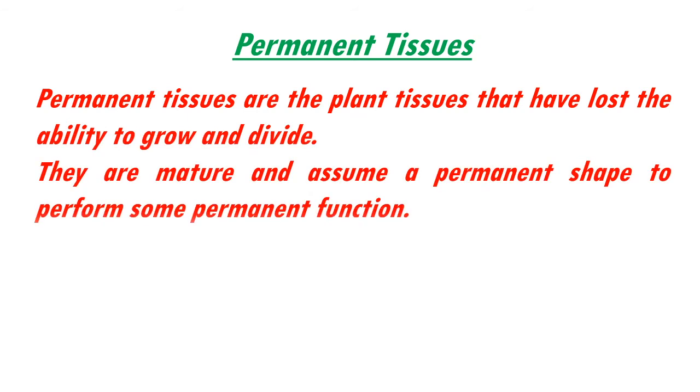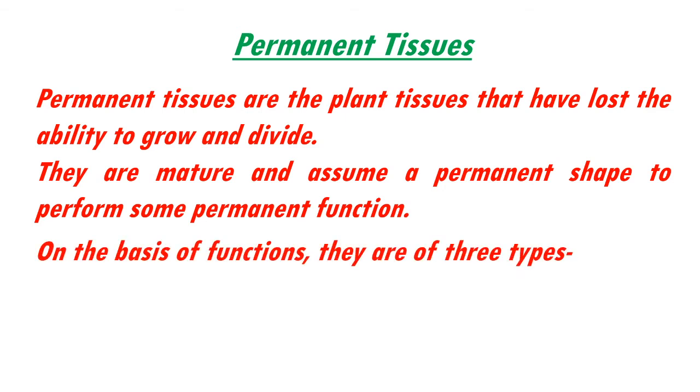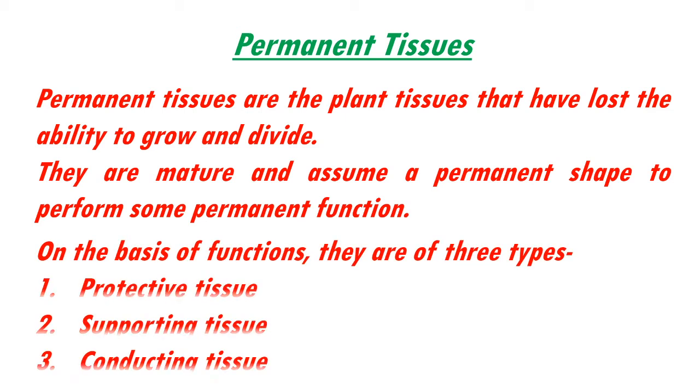Now we will discuss permanent tissues. Permanent tissues are the plant tissues that have lost the ability to grow and divide. They are mature and assume a permanent shape to perform some permanent functions. On the basis of their functions, permanent tissues are of three types: first, protective tissues, then supporting tissues, and conducting tissues.